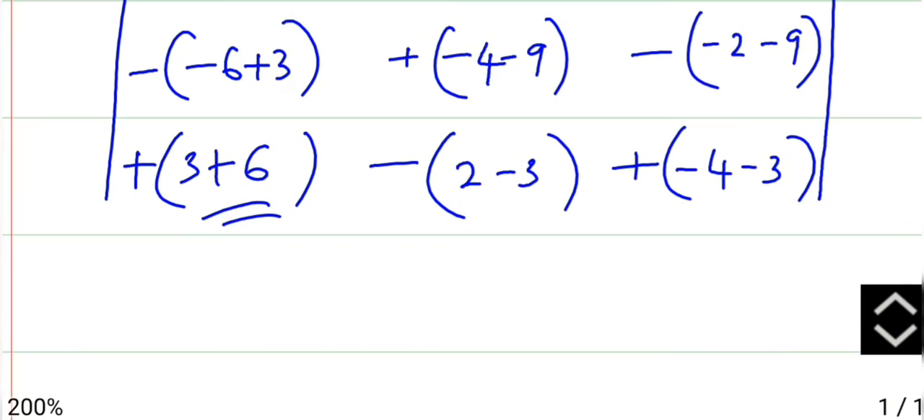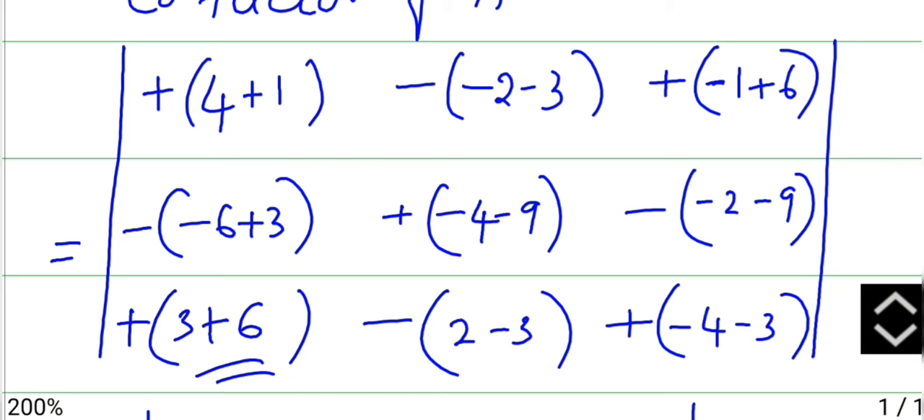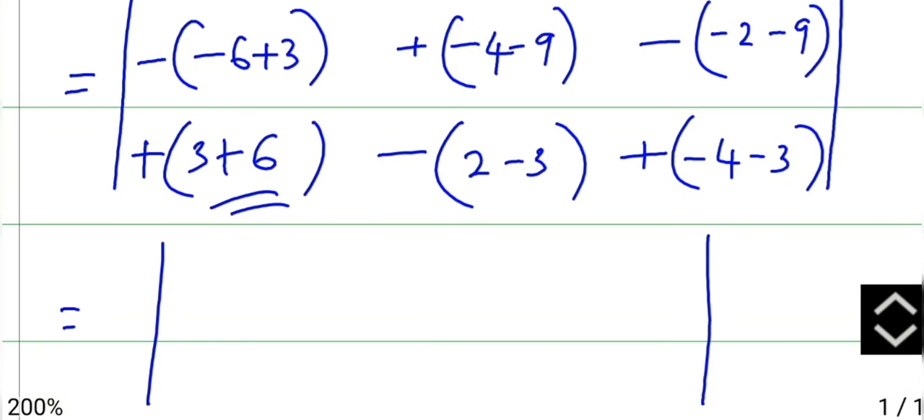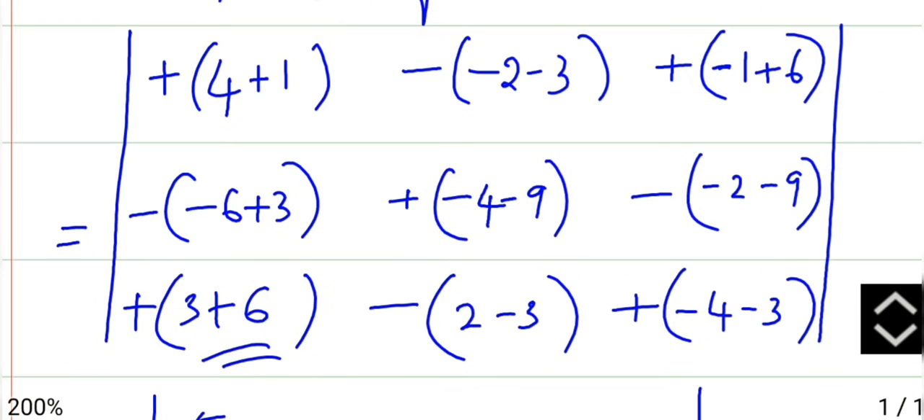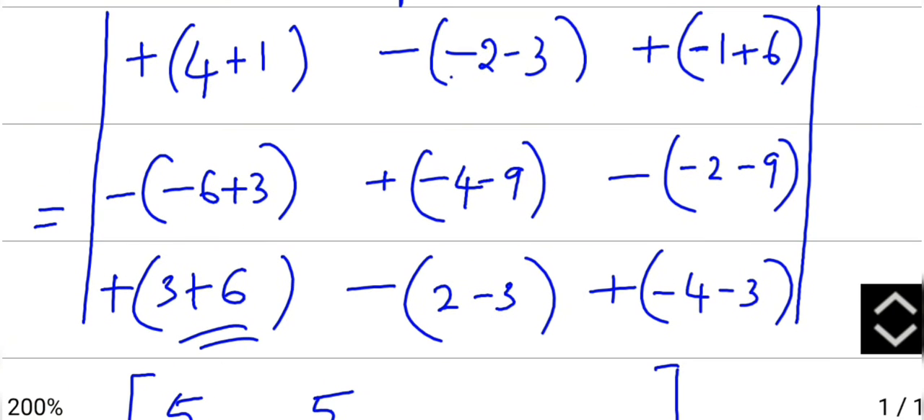Now further, plus 5, 4 plus 1 is 5, so it is 5 plus 5. Minus 2 minus 3 is minus 5. Minus of minus is plus. You get the answer as 5. Then next you have plus 6 minus 1. If you have different signs, you should subtract. So 6 minus 1 is 5. So it will be 5.